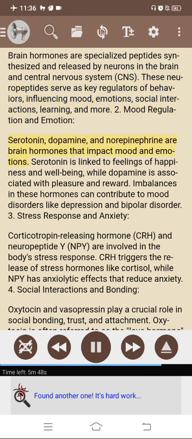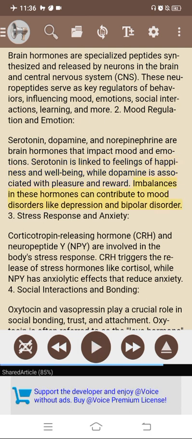2. Mood regulation and emotion. Serotonin, dopamine, and norepinephrine are brain hormones that impact mood and emotions. Serotonin is linked to feelings of happiness and well-being, while dopamine is associated with pleasure and reward. Imbalances in these hormones can contribute to mood disorders like depression and bipolar disorder.